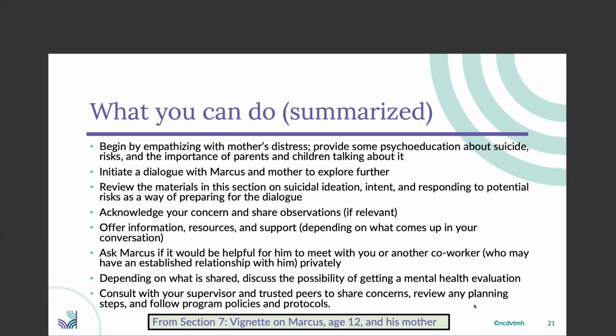And then this also came up in the chat: when we do have a red flag or a strong yellow flag about suicidal risk or intent, you would want to consult with your supervisor and trusted peers to share your concerns, to review any planning steps, and to follow your program policies and protocols. And if you don't have these in place yet or haven't really thought about that, we encourage you to do so, because this may come up.